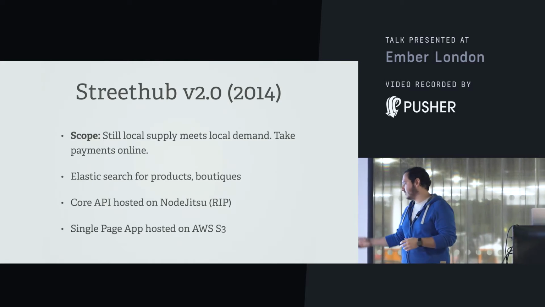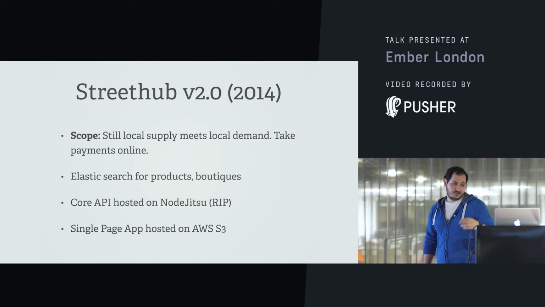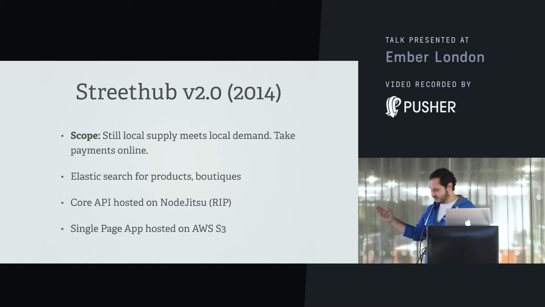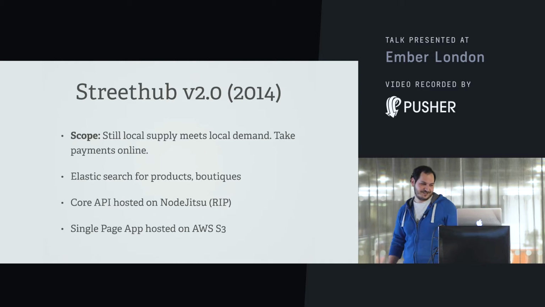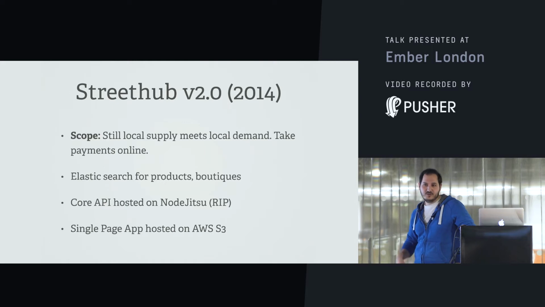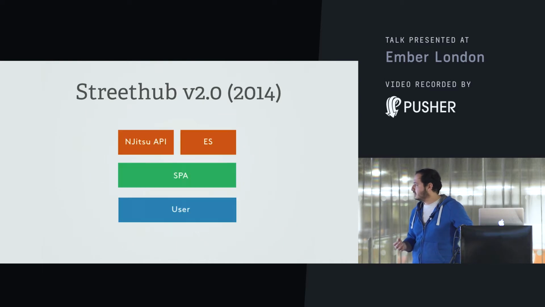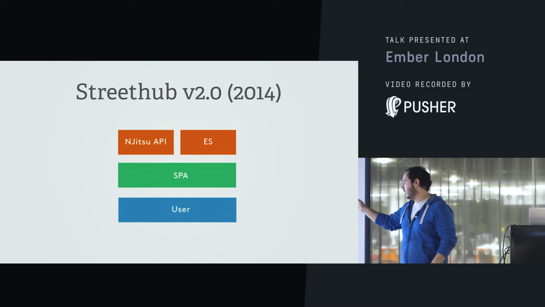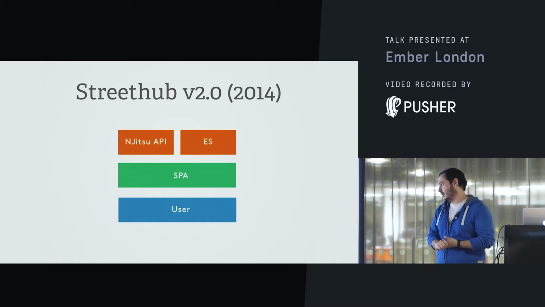We decided to build our own Node.js app, which was going to be hosted on Nodejitsu, which closed down, hence the RIP. And then we also decided that we're going to store all of our products and boutiques on Elasticsearch. And our single page app was at the time hosted on S3. Again, just to help you visualize it, we had our single page app, Elasticsearch, and Nodejitsu API.